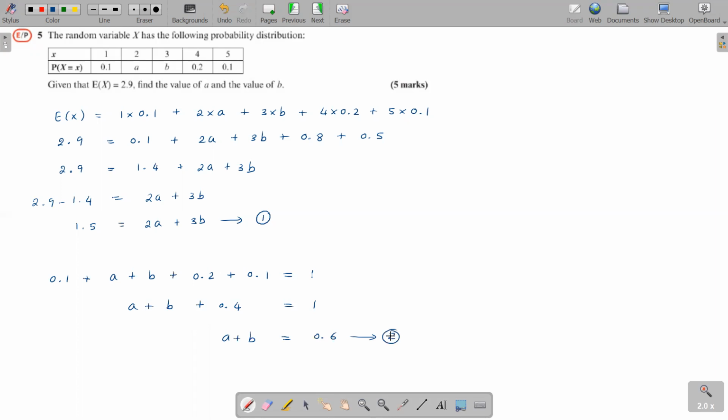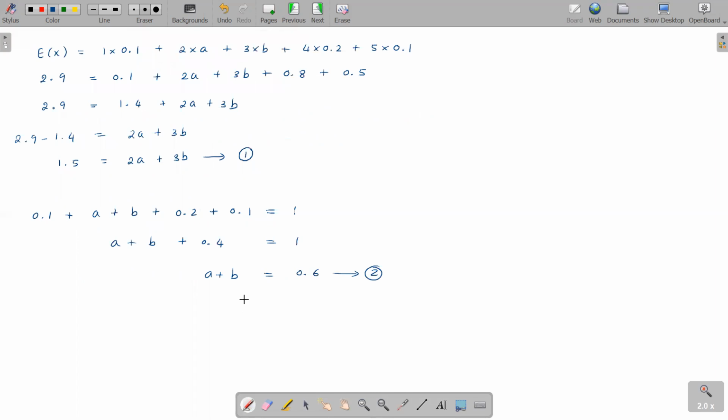Okay, so we have a pair of simultaneous equations now. So all we've got to do is solve. Maybe I'll make a the subject from the second equation: a equals 0.6 minus b. I made a the subject. And then I'll substitute into equation 1. So I get here 1.5 equals 2a plus 3b, with a inside brackets as 0.6 minus b.